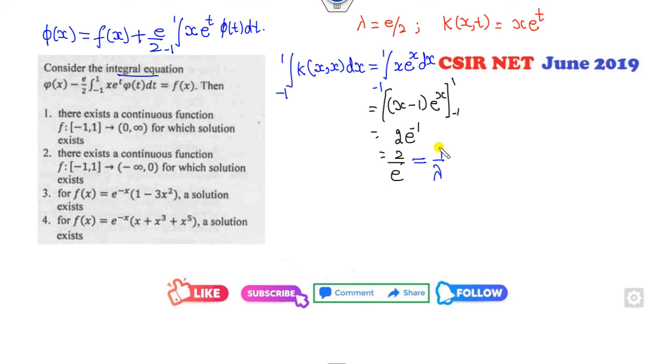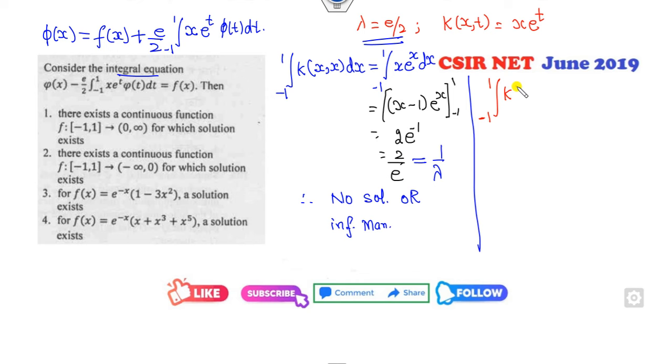Fine. So that means either it has no solution or it has infinitely many solutions. Now what is the condition for infinitely many solutions or no solution? The integral from a to b of this into f(t). So I can substitute the value of K(t). You can find the kernel. What is K(t)? That is a function of t. Now if it is non-zero, then we will get no solution. If it is zero, we get infinitely many solutions.